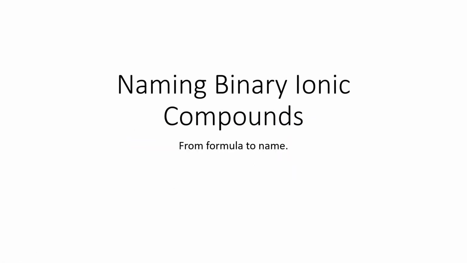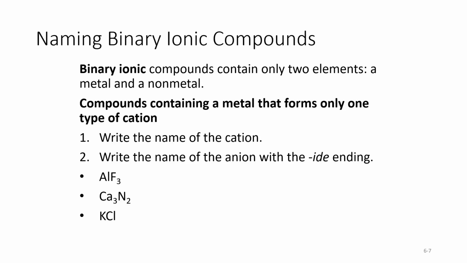So now we're going to go into how to name binary ionic compounds. So naming binary ionic compounds. Binary ionic compounds contain only two elements, a metal and a nonmetal. Compounds containing a metal that forms only one type of cation. So what do I mean by that?